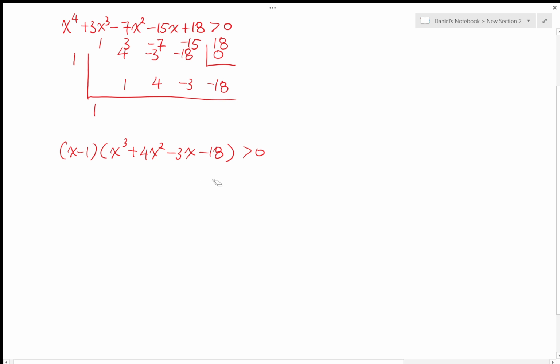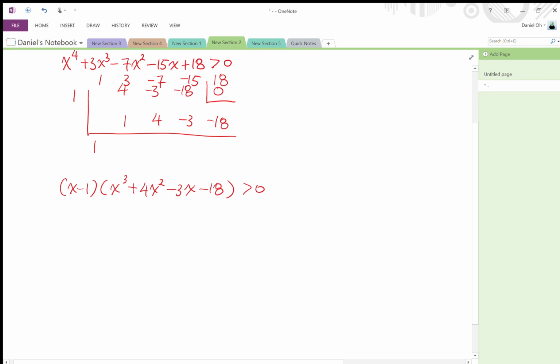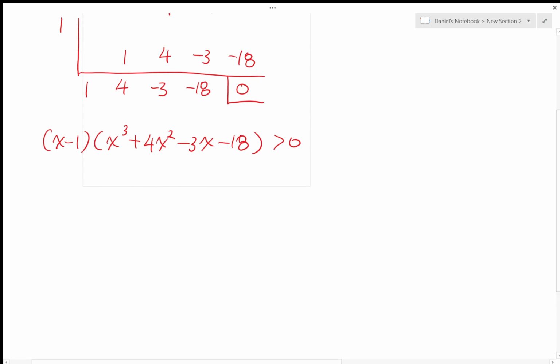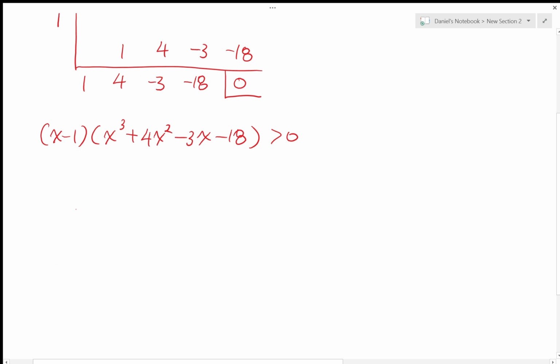We can use the synthetic division again to factor this fully, okay? So I'm just gonna go back one more time. There we go. There was a little glitch with the OneNote. So we are gonna use 2, right? We're gonna use 2. So we have 2 as the divisor. 1, 4, negative 3, negative 18.